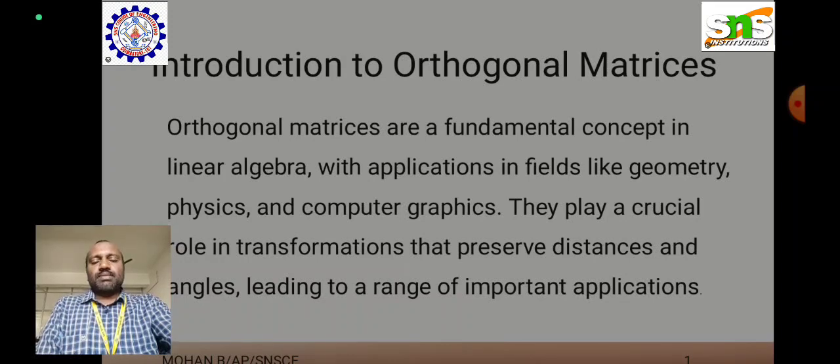What do we mean by an orthogonal matrix? An orthogonal matrix basically comes from a symmetric matrix with repeated eigenvalues. If the matrix is symmetric and has repeated eigenvalues, it gives rise to an orthogonal matrix. Why do we need orthogonal matrices?